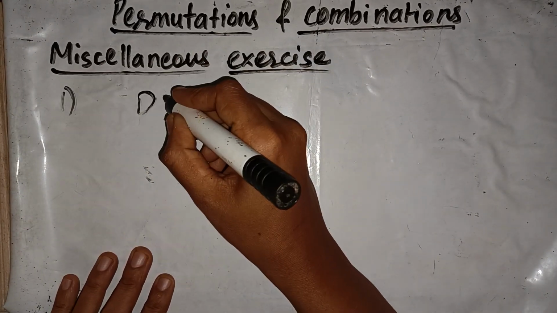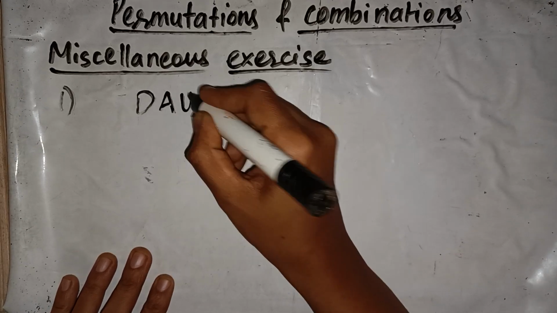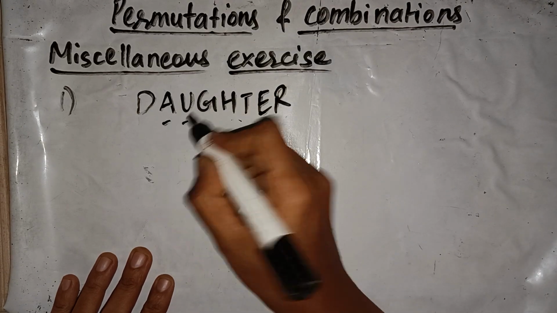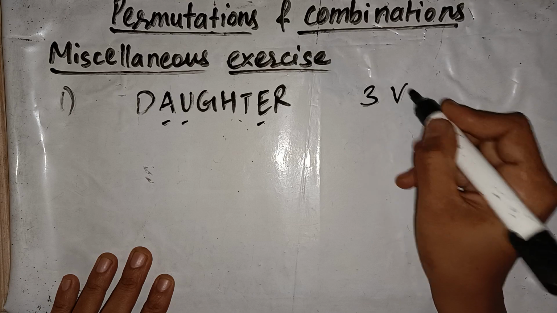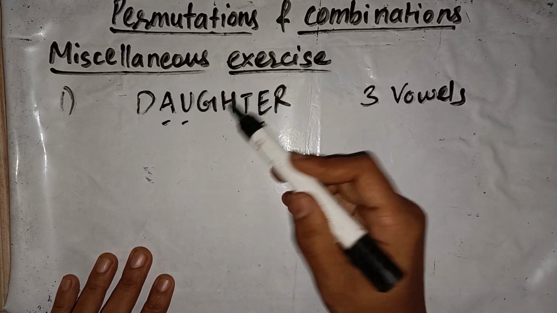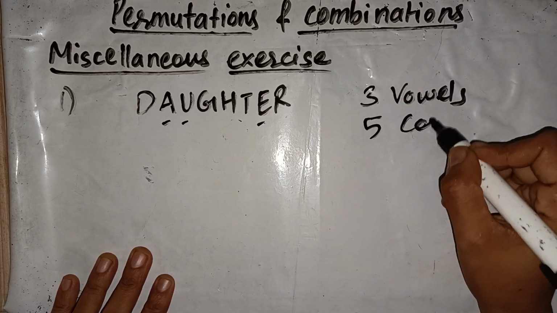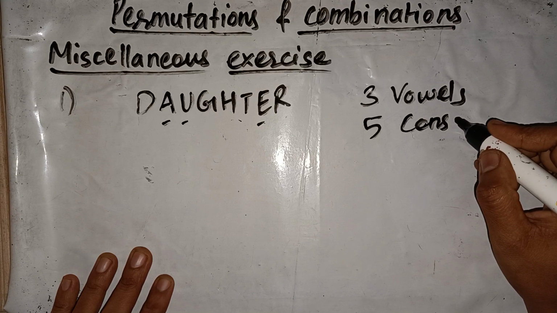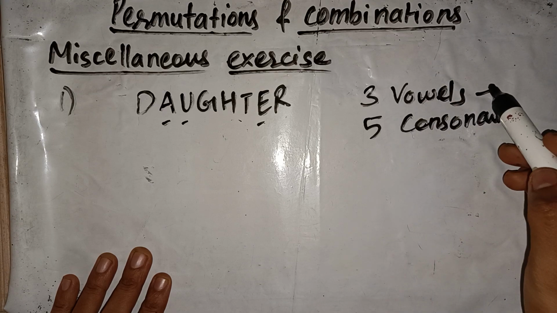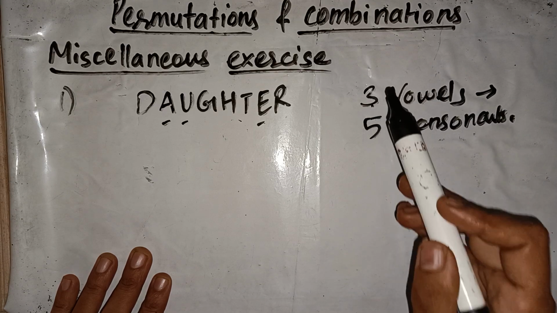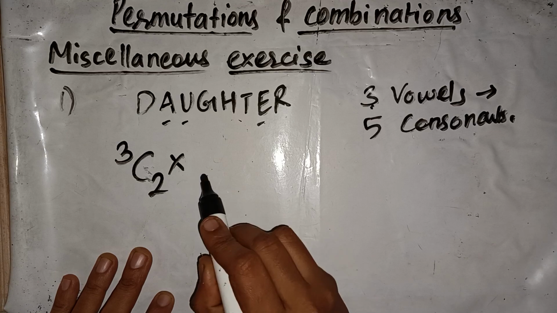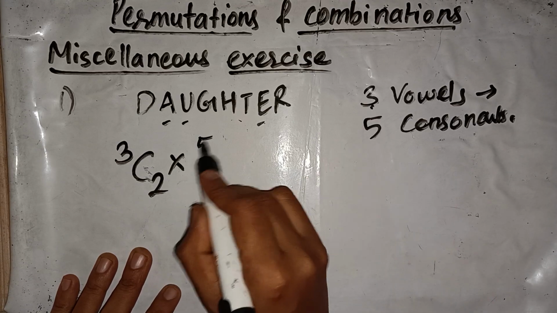So the word which is given is daughter. So how many vowels are there? Three vowels, and 1, 2, 3, 4, 5, 5 consonants. So total 8 letters are there, right? So we have to form a word of 2 vowels. So out of 3 we have to choose 2, so 3C2, and out of 5 we have to choose 3, so 5C3.